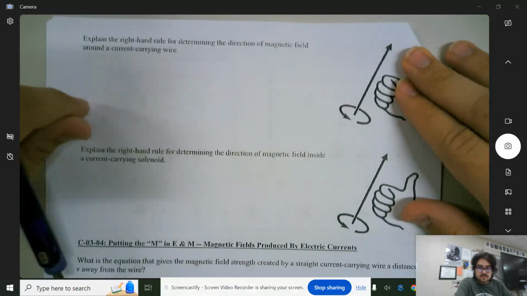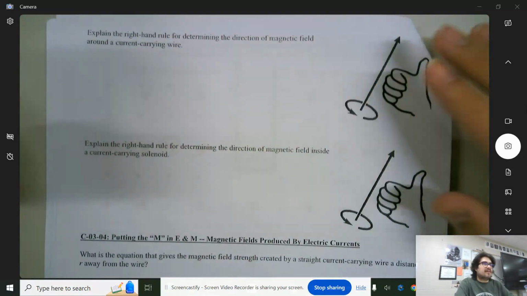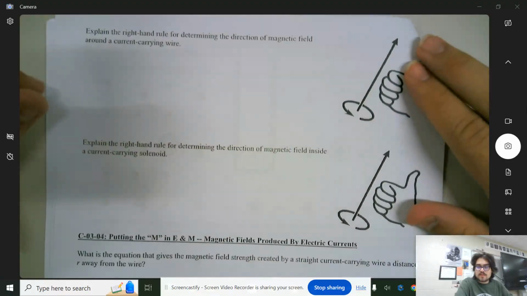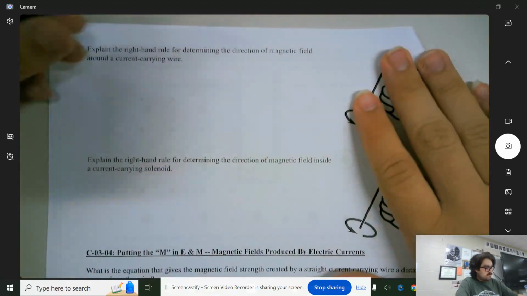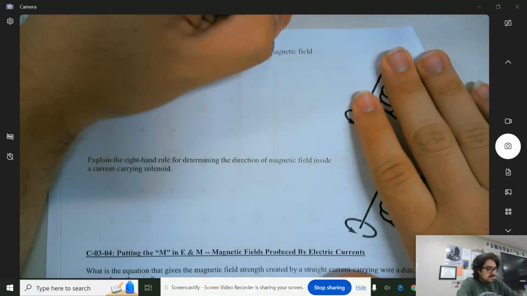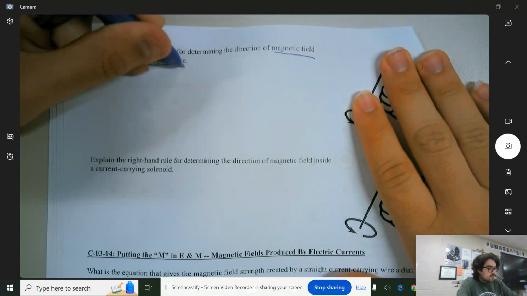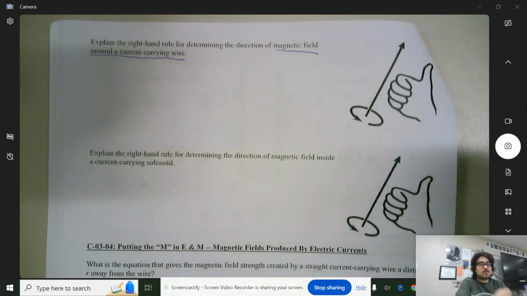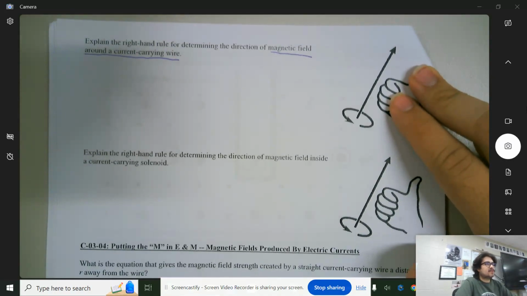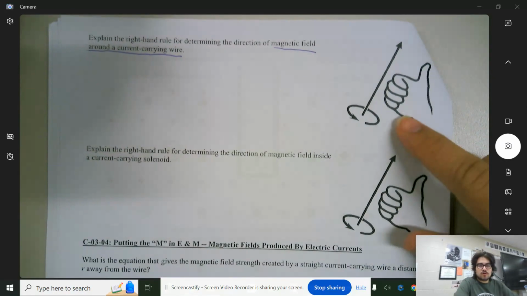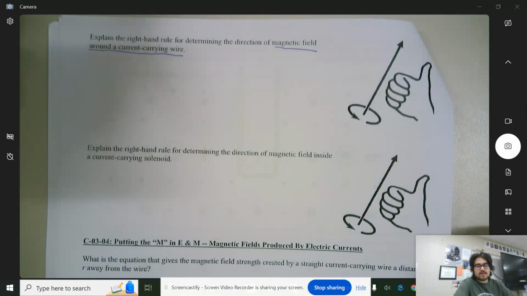So we're going to start with the right-hand rule. This is one of the four right-hand rules that you're going to learn this unit. If you have a wire that's carrying current, current carrying wires can create magnetic fields, and it's creating a magnetic field around it, you can determine the direction of the magnetic field around it by using the right-hand rule.